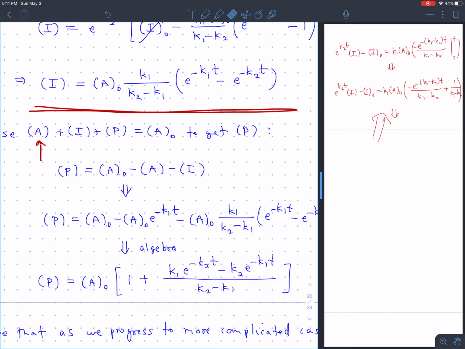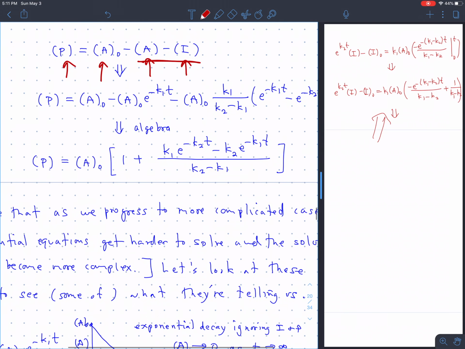That means that we can write that P is equal to the initial concentration of A minus A minus I. We have both of these now. And if we plug in and do some algebra, then we get, finally, the third expression that we need for the concentration of P as a function of time. Notice it involves these same exponentials. It's a little bit more complicated still than even the expression for I. But we have it now.